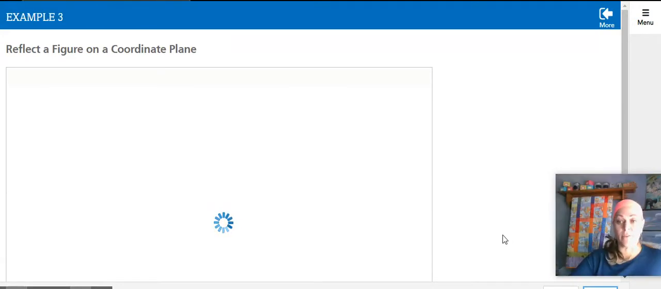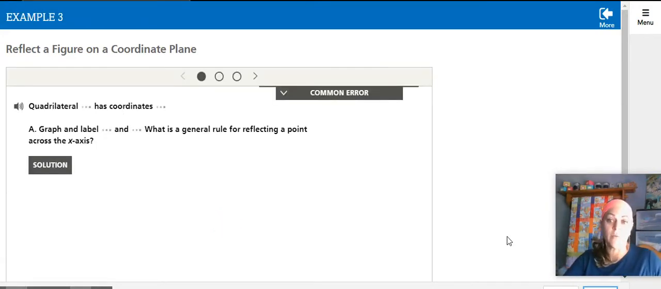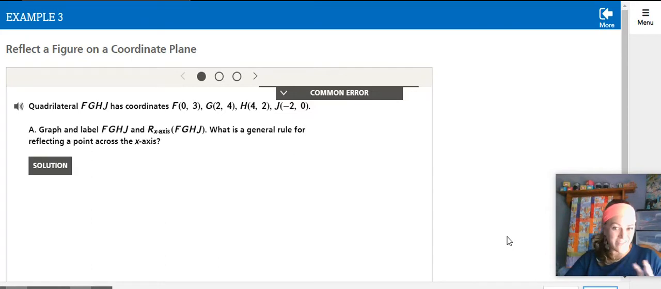Okay, reflecting with coordinates. This one you may have done in Algebra 1. You might have been good, bad, or you might not have had enough practice. So we're going to get you a little bit more practice. There are some good common errors to look up on these, so you might want to look at that.